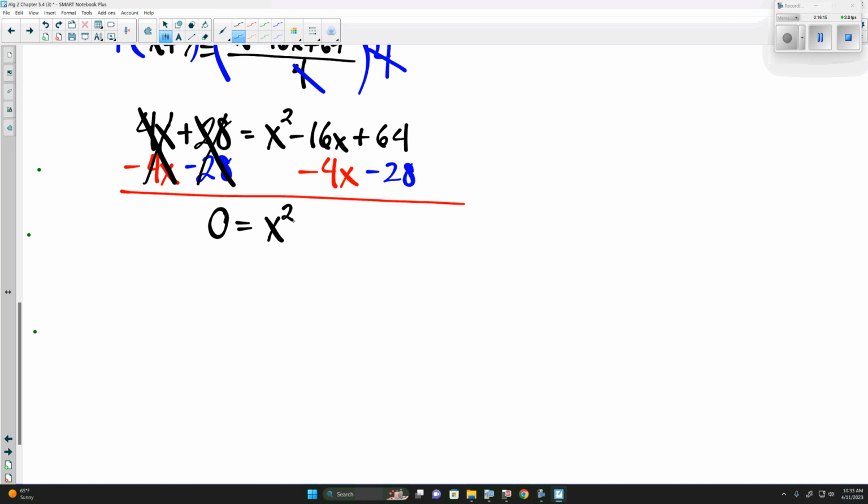So we still have x squared. 16x minus 4x is negative 20x. 64 minus 28 is 36. Yes, you got it right.